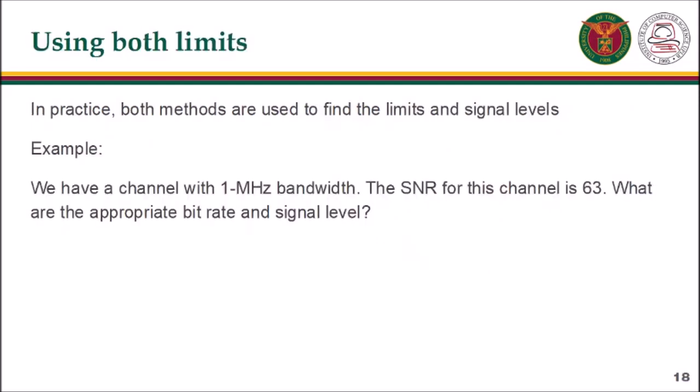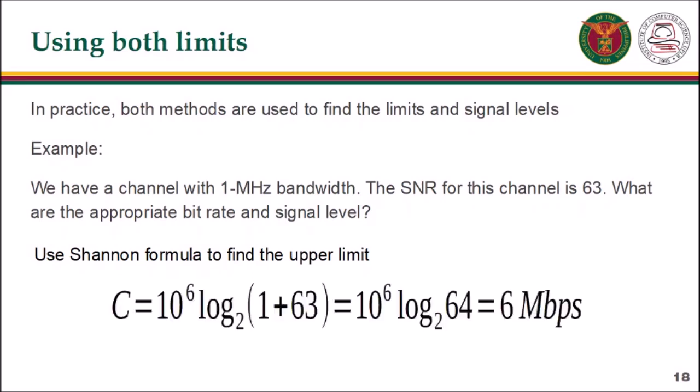In reality, both methods are used to find the limits and the signal levels. Example: we have a channel with a 1 MHz bandwidth. The SNR for this channel is 63. What are the appropriate bitrate and signal level? We use the Shannon formula to find the upper limit, and we get 6 megabits per second.